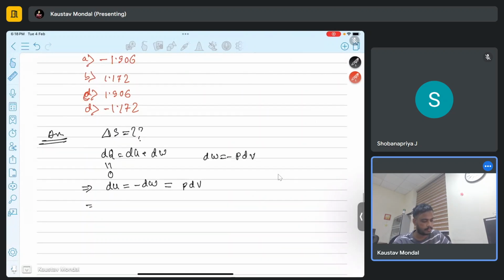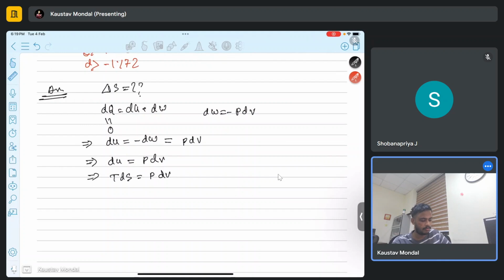So dU is basically equal to PdV, and dU we already know is equal to TdS plus PdV, right? So now we can write dS will be P by T into dV, and from the ideal gas law we already know PV equal to nRT. So we can write P by T equal to nR by V into dV.